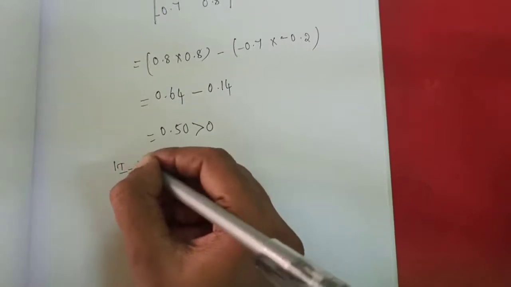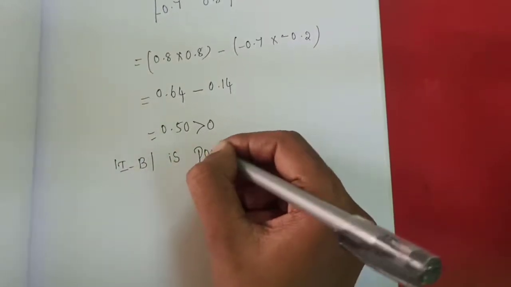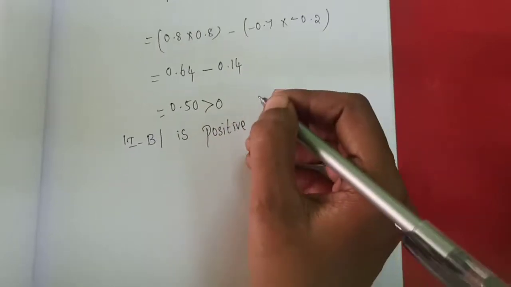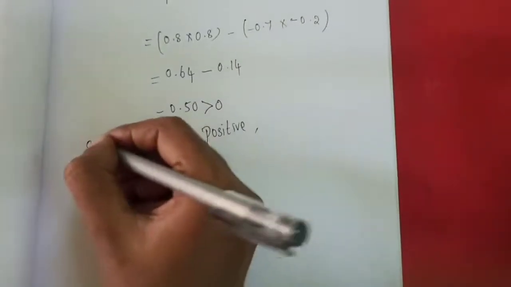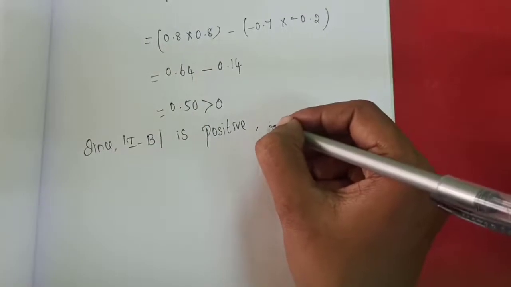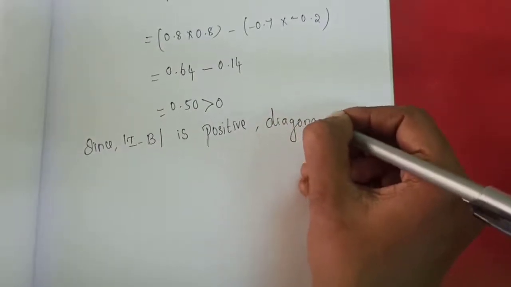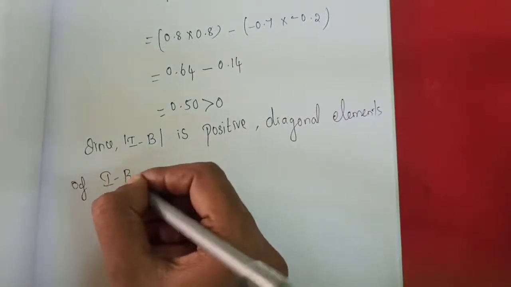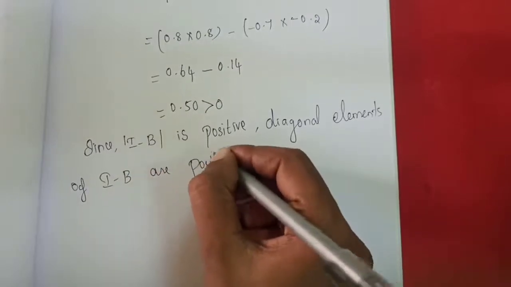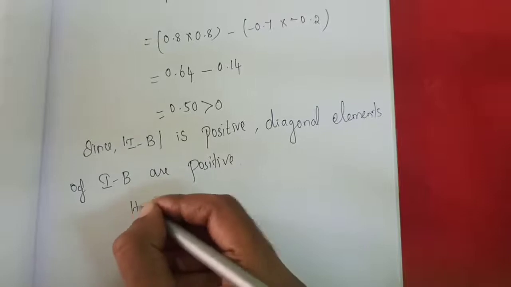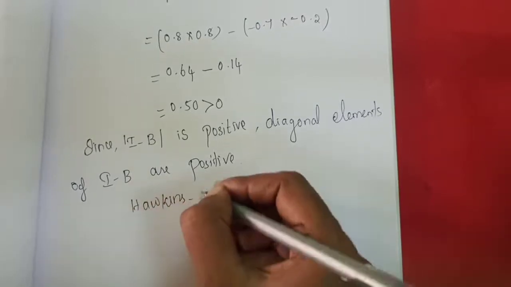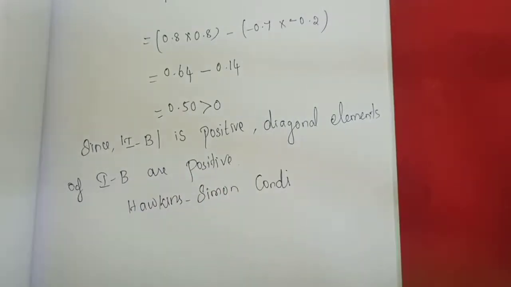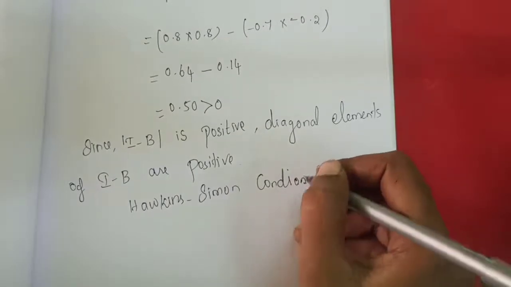So determinant of I minus b is positive. So how will you conclude the answer? Determinant of I minus b value is positive, as well as what's the first condition? Diagonal elements of I minus b are positive. So both the conditions also okay. Is it right? Therefore, Hawkins-Simon condition satisfied. Is it right?